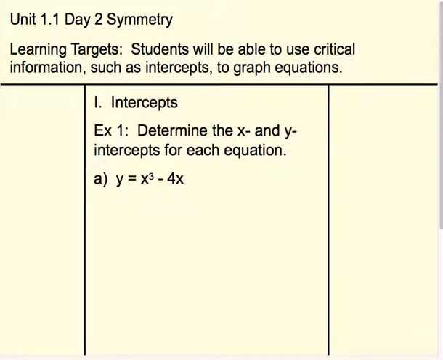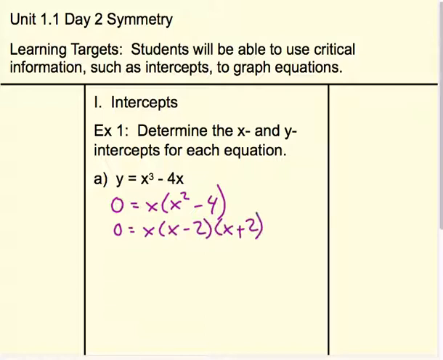So the first thing we're going to do is take a look at a quick example determining x and y intercepts. The first thing that I notice when I'm looking at my equation is that I can factor it. That can be helpful for finding the x-intercepts. So we substitute 0 for y and solve for x. I'm going to go ahead and factor that x out. And then the x squared minus 4 can be factored further into x minus 2, x plus 2. We've got our difference of squares there.